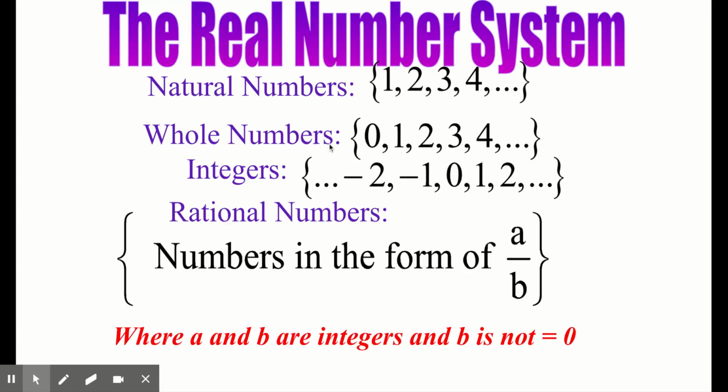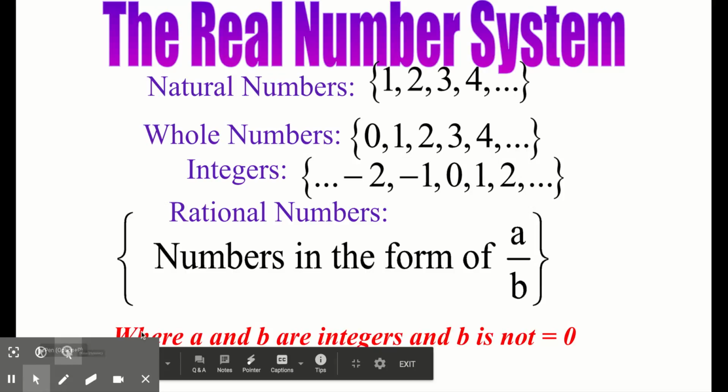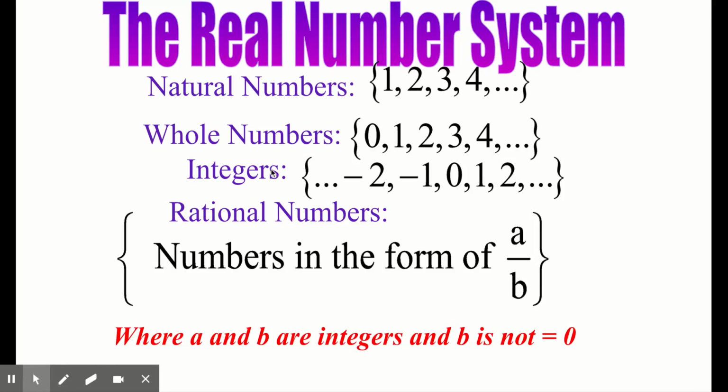Whole numbers are the exact same thing as natural numbers, but they do include the number 0, as you can see right here. We are going to include the number 0. Integers are whole numbers that include negatives. So whole numbers don't include negatives, natural numbers don't include negatives, but integers do include negatives. So you'll have -2, -1, 0, 1, 2, etc., okay?